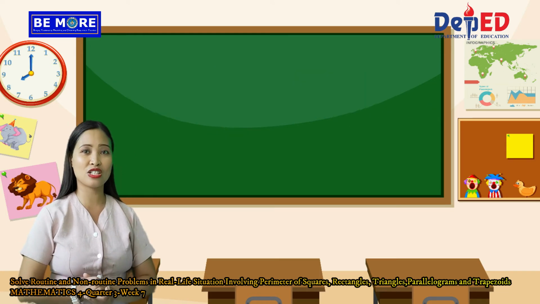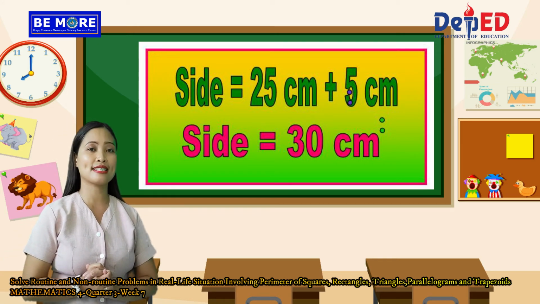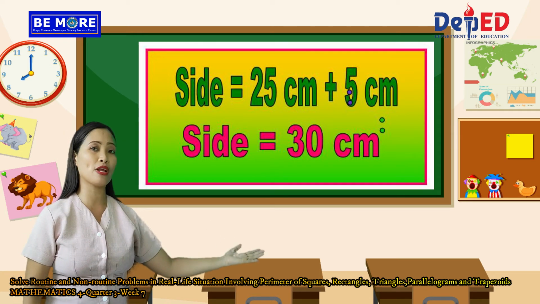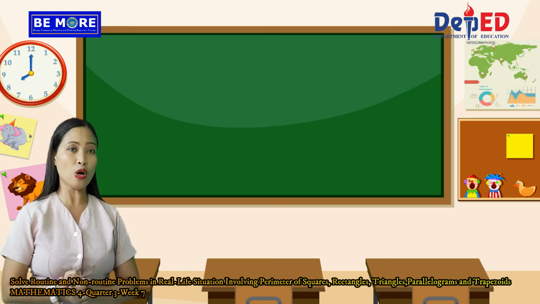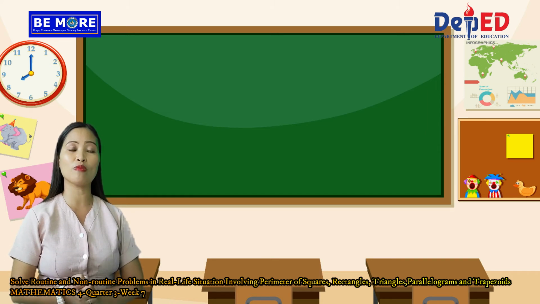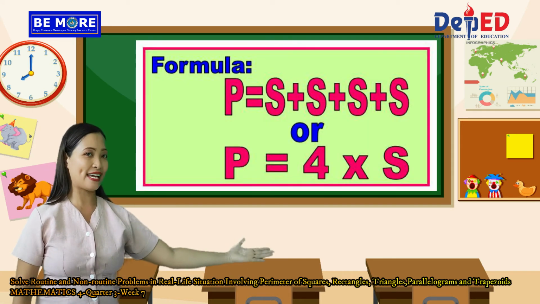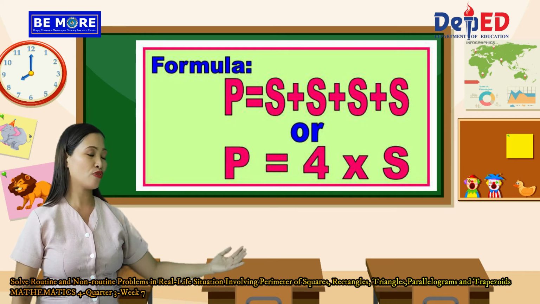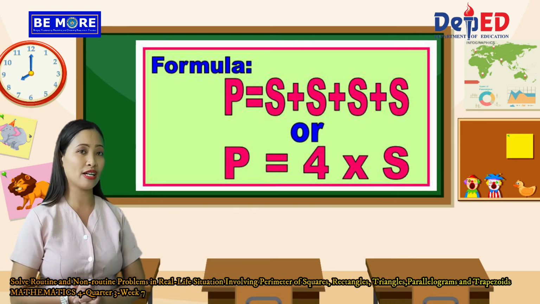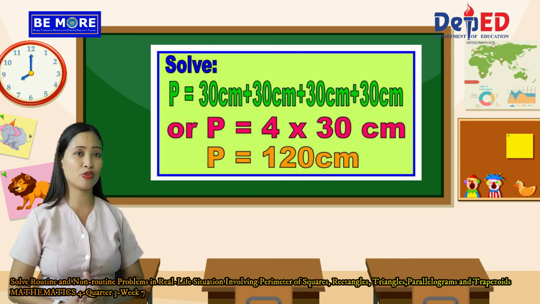Perfect! First, let's choose the condition where there is a 5 centimeter increase in every dimension. So, side is equal to 25 centimeters plus 5 centimeters, which makes its side equal to 30. To get the answer, we are going to use the formula of the perimeter of a square, where perimeter is equal to side plus side plus side plus side, or perimeter is equal to 4 times side, which will give us 120 centimeters. Nice work, my dear grade 4 mathematicians!